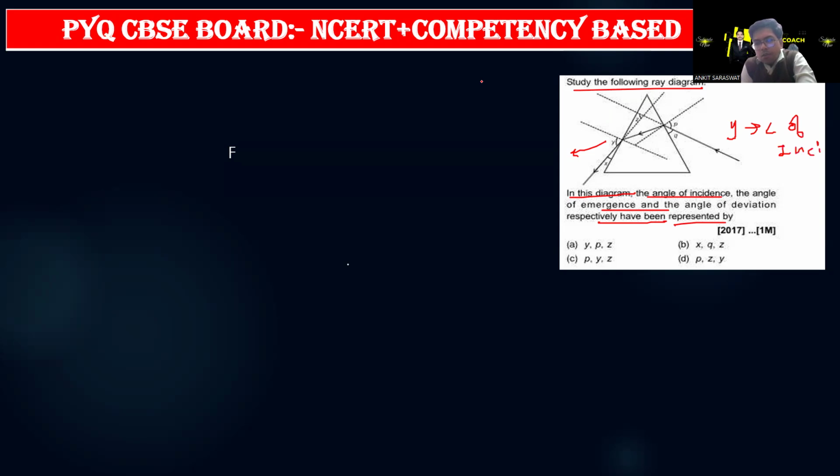Incidence, I am writing in short. This is P. Okay, P is correctly mentioned. That is the angle of emergence. Okay, and this is wrong. No, no, it is also correct. If you take it back, this is Z, the vertically opposite angle. This is Z, and this is also Z.